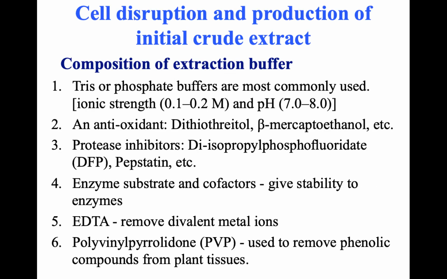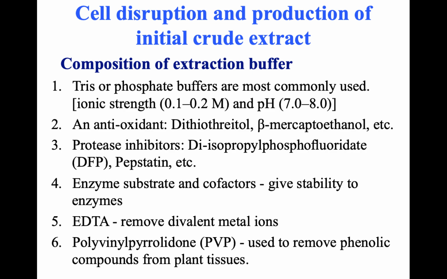The first step in protein purification is cell disruption and production of the initial crude extract. Here, the first step is we need to lyse the cells of the biological sample with the help of a suitable buffer. For this, we need to understand the composition of the extraction buffer. In most cases we are going to use Tris or phosphate buffers of ionic strength 0.1 to 0.2 molar and a pH of around 7 to 8.